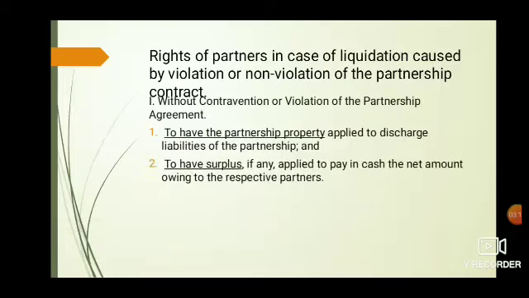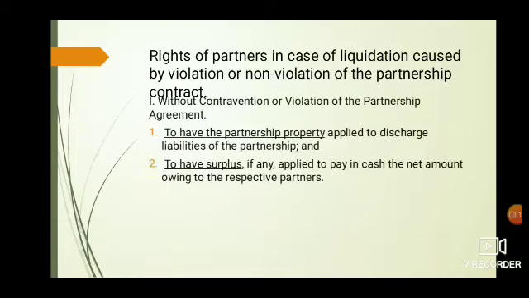This explains also to have a surplus and other rights if the partnership dissolved without violation. So, if any is applied to pay in cash the net amount owing to the respective partners. So, it means that if there will be any excess from it, like what I said earlier, they can pay their other debts and they can divide it among themselves.